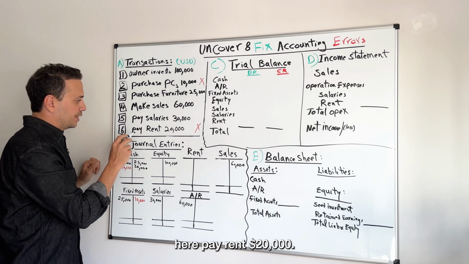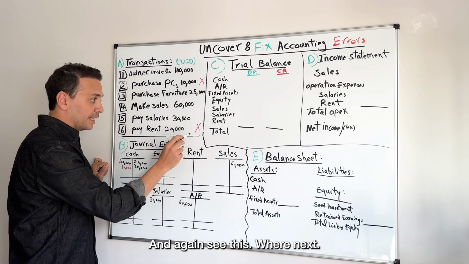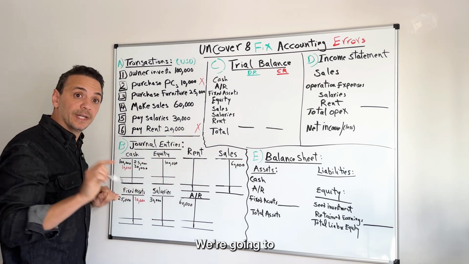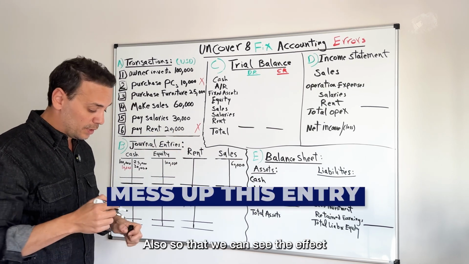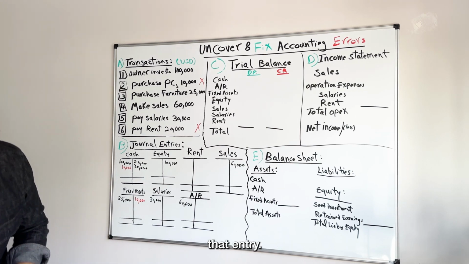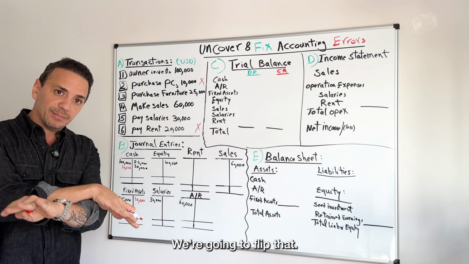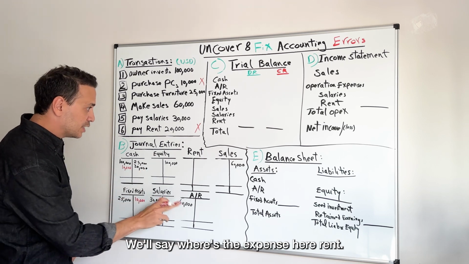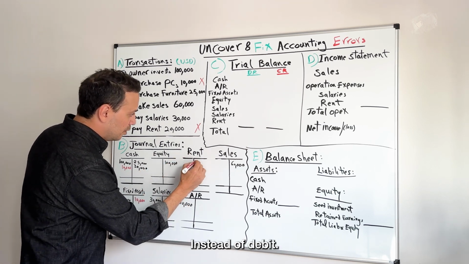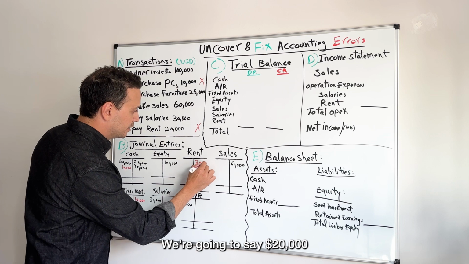And the last transaction here, pay rent $20,000. And again, see this red X? We're going to mess up this entry here also so that we can see the effect of that entry. So normally you would debit expense, credit cash. We're going to flip that. We'll say, where's the expense here? Rent, instead of debit, we're going to say $20,000 here.